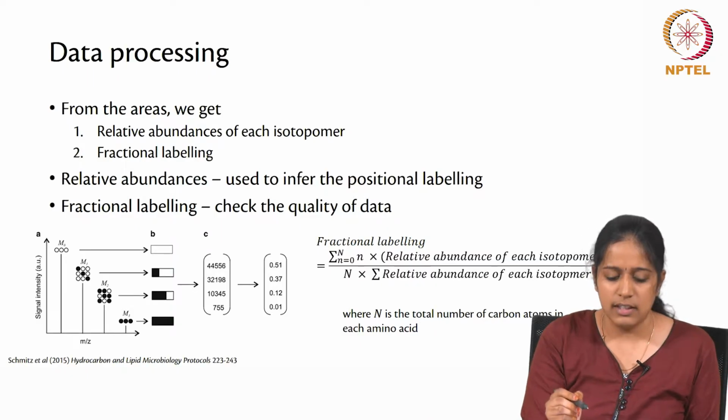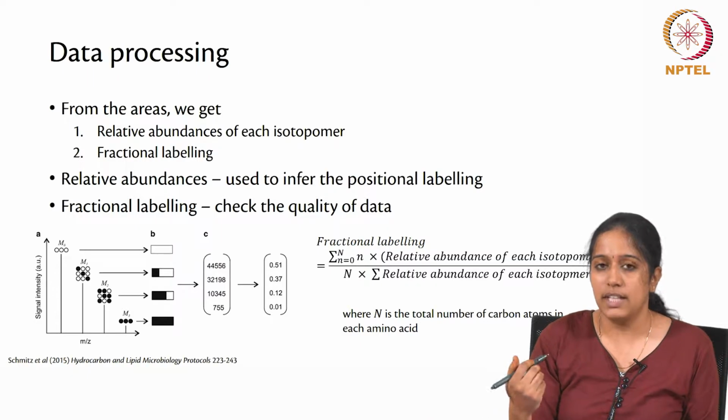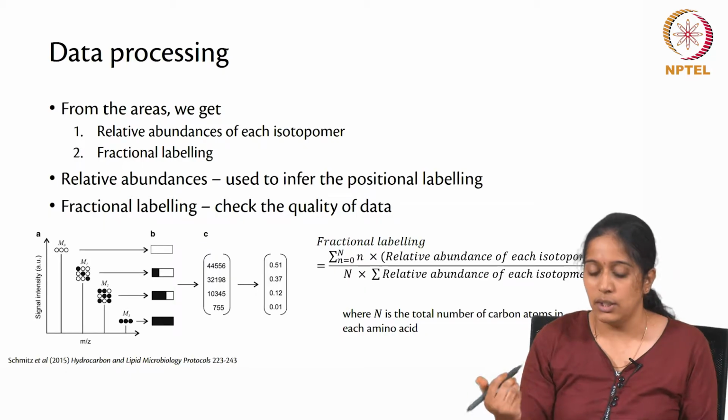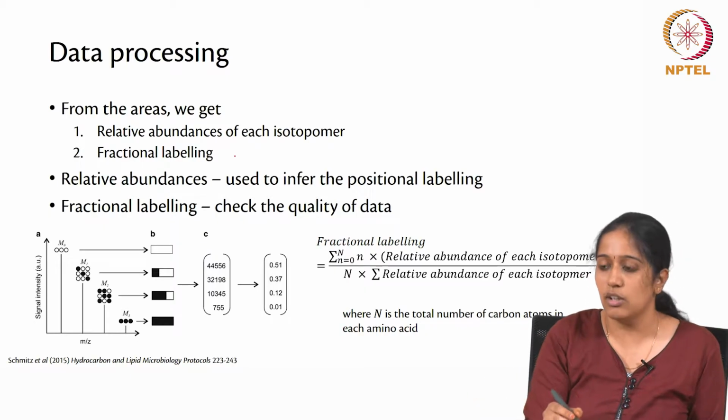With respect to the data processing, as I already said, you have the gas chromatogram and the mass spectra, and from the mass spectra you derive different areas, and from the areas you try to find the relative abundances of each isotopomer and the fractional labeling.